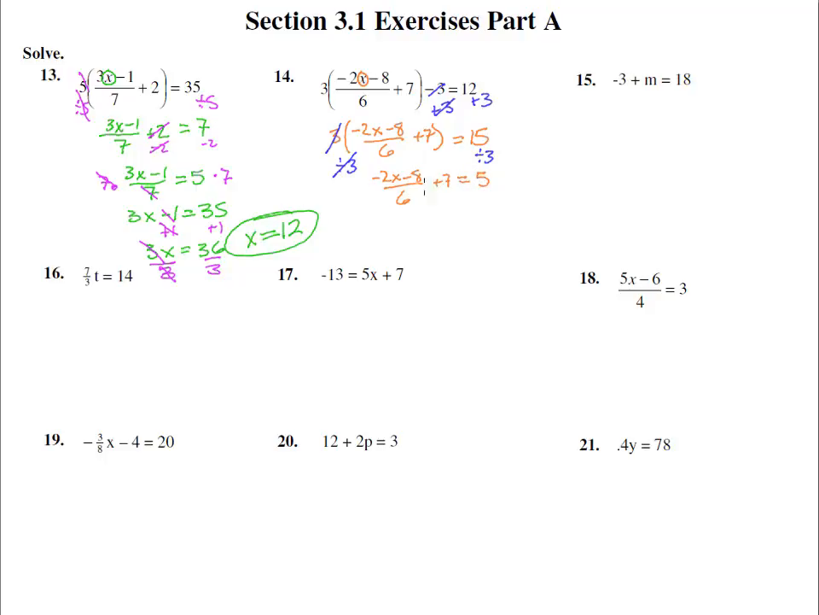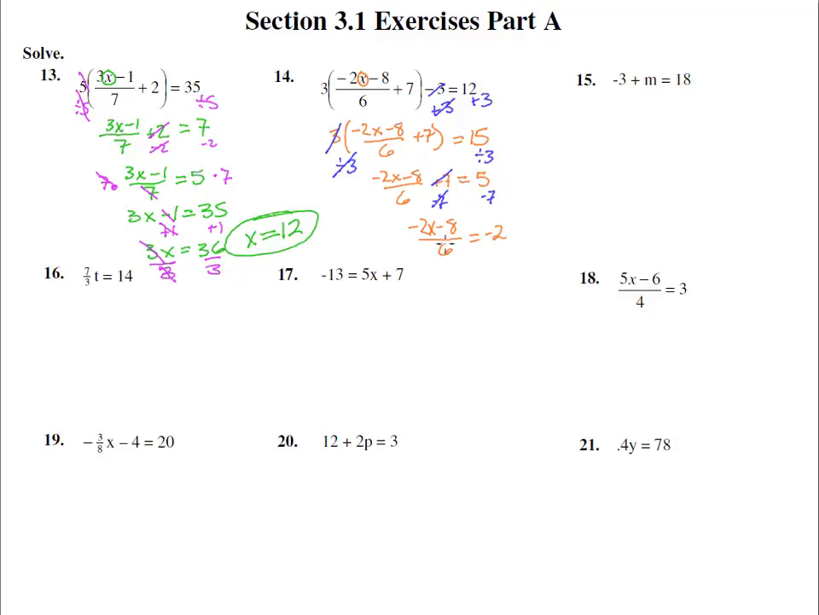Okay, now what can we get rid of? The furthest outside thing, peel off that outer leaf, is the plus 7. So we're going to subtract 7 on both sides. Minus 7, minus 7. And they're now gone. So we now have negative 2x minus 8 over 6 equals a negative 2.